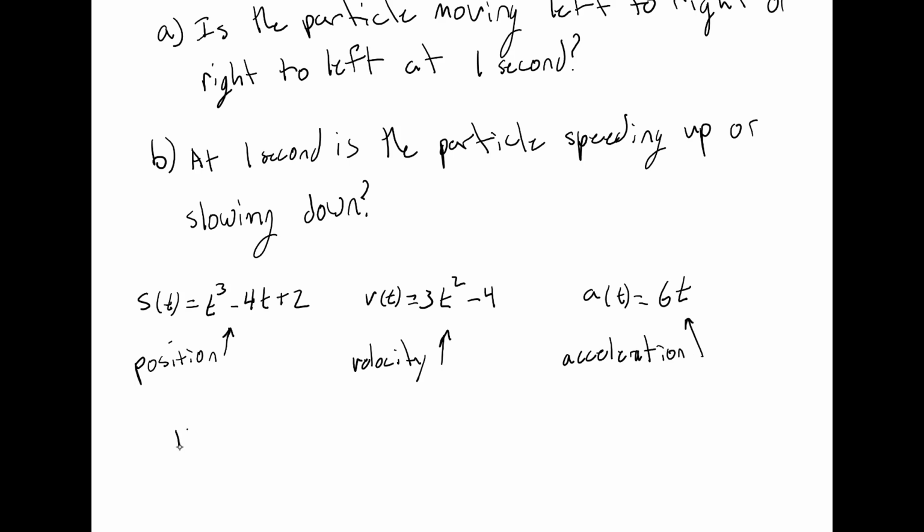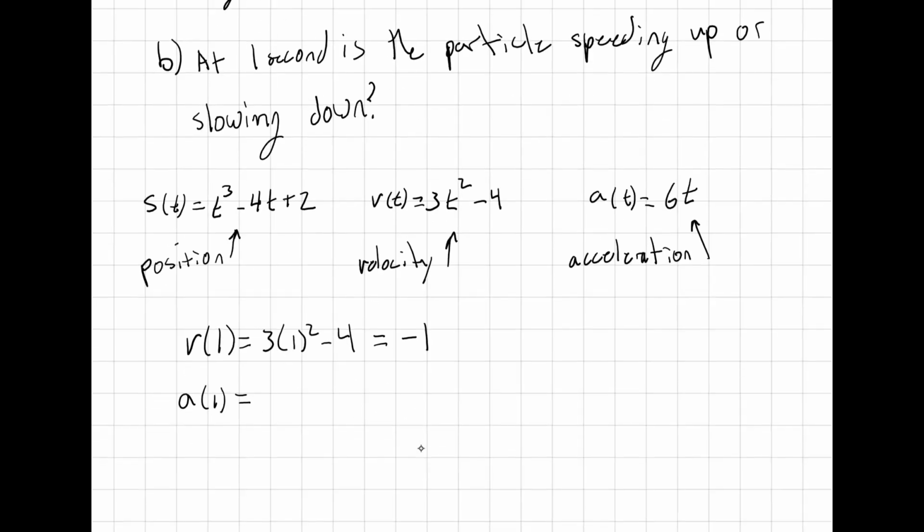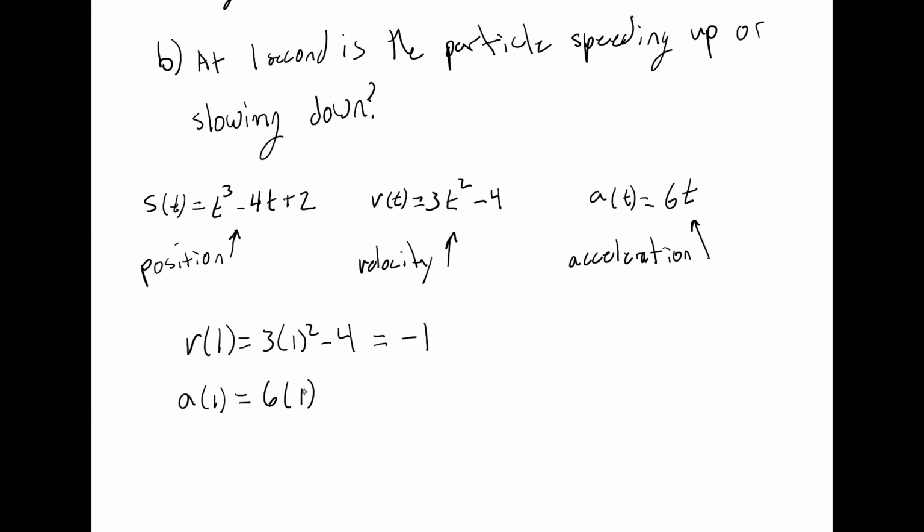So we now just need to evaluate v of 1 and a of 1. v of 1 is 3 times 1 squared minus 4. 1 squared is 1, 1 times 3 is 3, 3 minus 4 is negative 1. And a of 1 is 6 times 1, which is 6. Now I don't care where the particle is at this moment in time. What I'm concerned with is how it's changing, and so we want to look at the velocity and the acceleration.